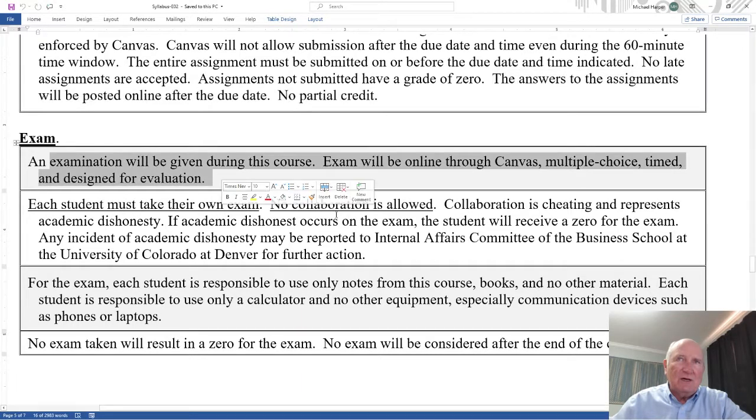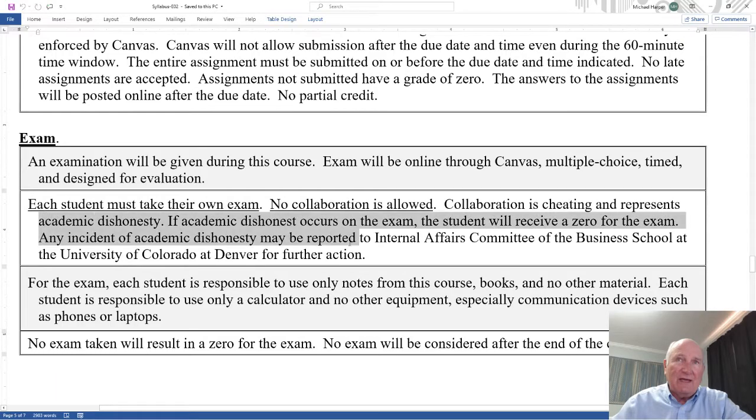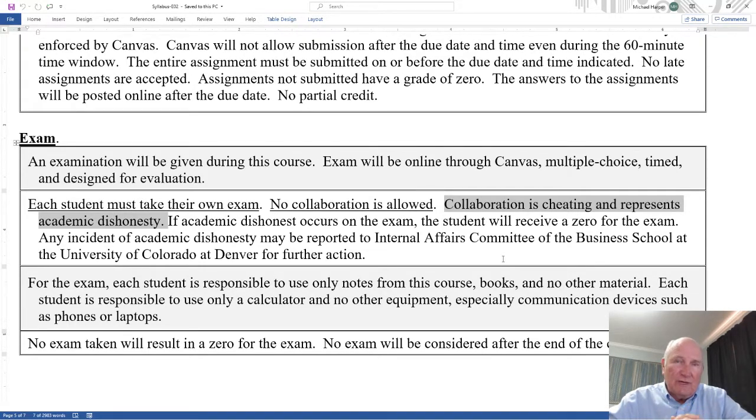The exams are designed for evaluation. No collaboration is allowed. Collaboration is cheating and represents academic dishonesty. And if that does happen, then I will report it as academic dishonesty. It'll go in your record.